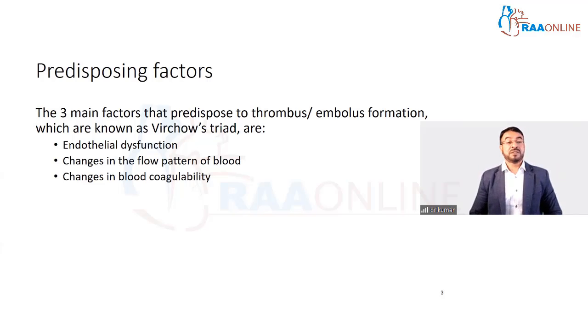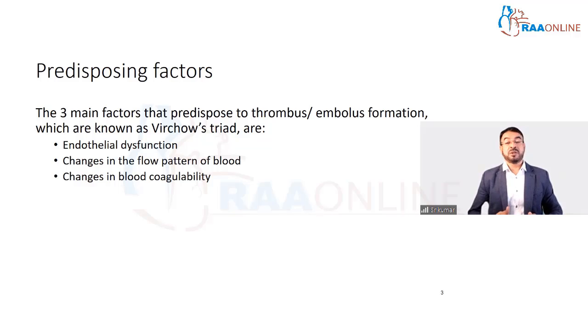In the previous session, we saw that there are three factors that predispose to a thrombus formation. It is the same three factors that predispose to an embolus formation. We've gone through the Virchow's triad, and it is the same Virchow's triad that we go through now. The first part of the triad is endothelial dysfunction. The second part is changes in the flow pattern of the blood. The blood either increases in flow or decreases in flow. When it increases in flow, this is called turbulence. When it goes slower, it is called stasis.